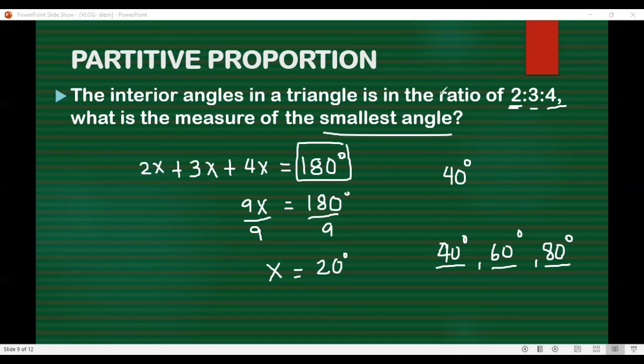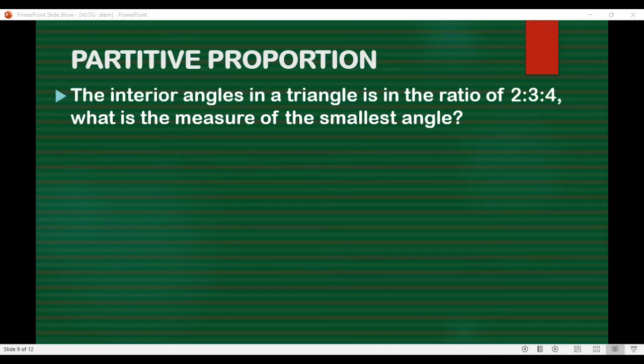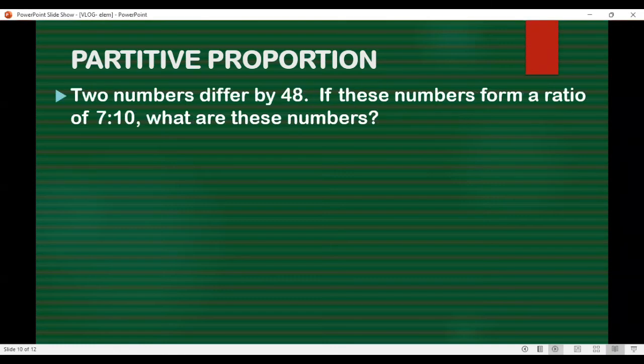Okay. Another application of this is when you are given the difference of two numbers. So two numbers differ by 48. If these numbers form a ratio of 7:10, what are these numbers? So instead of a sum, your given is the difference. Again, the idea is the same. A while ago, we added because the sum is given.